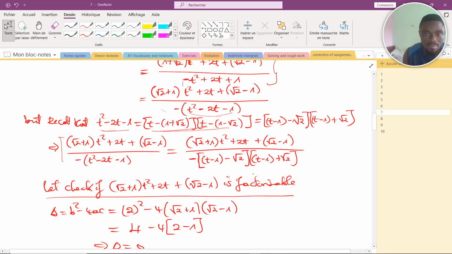Now, our main aim is to what? Factorize also this top. Let's verify if this top is factorizable. Let's verify that. Let me go down.